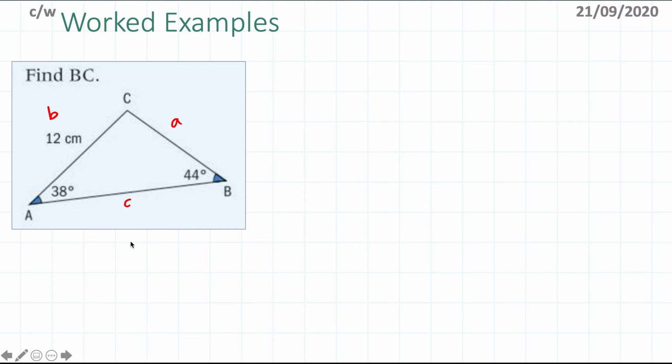Once we have that, if I have the sine formula, I can see that I need to find BC, which is a. So let's say I pick a over sine A equals b over sine B equals c over sine C. Okay, so I have my a, I need to find the a.